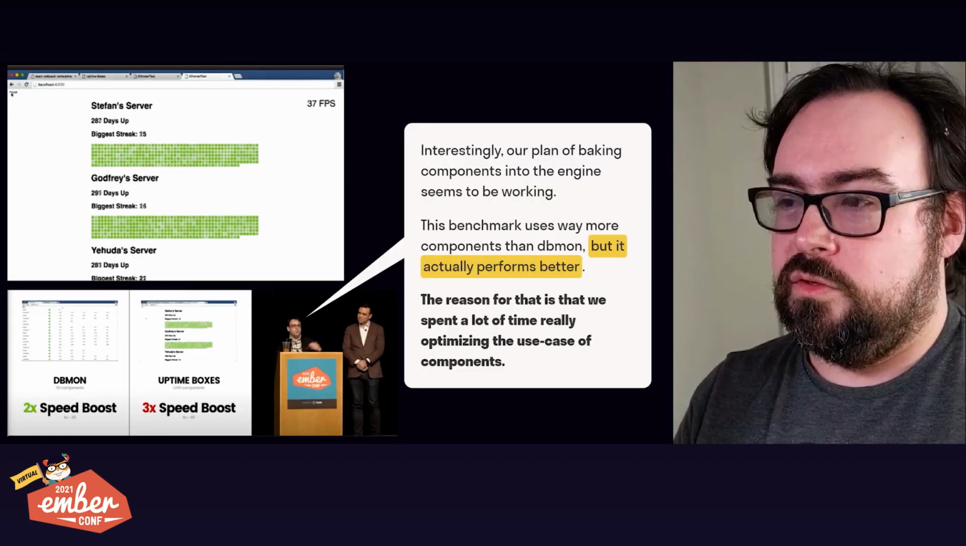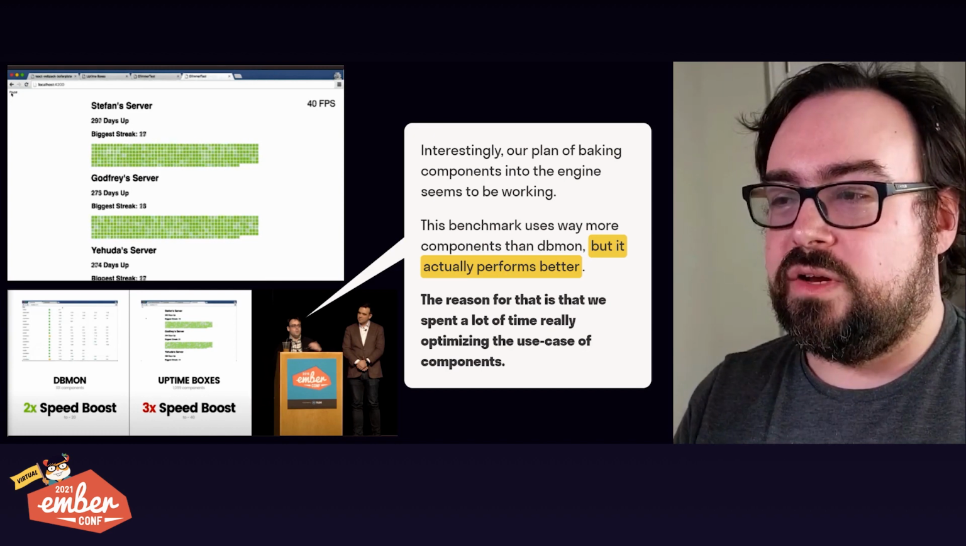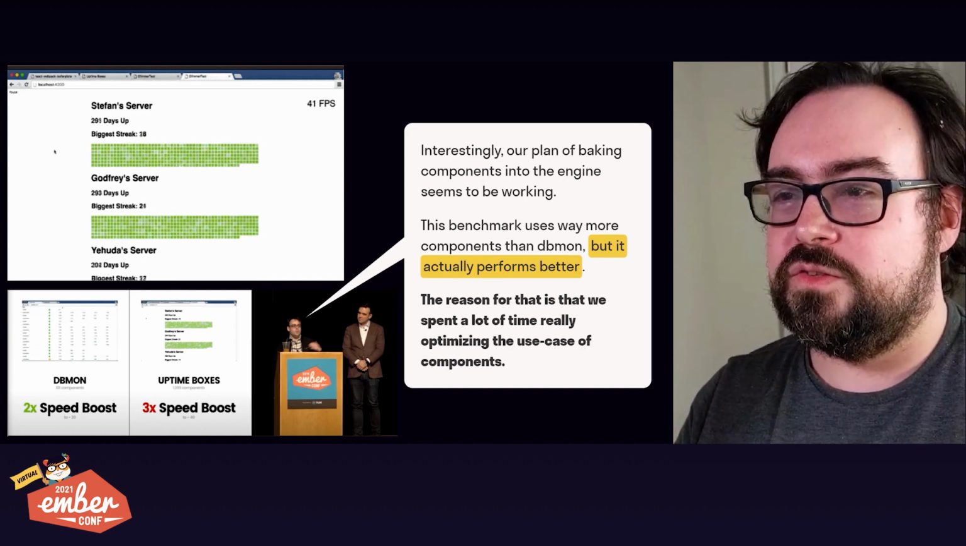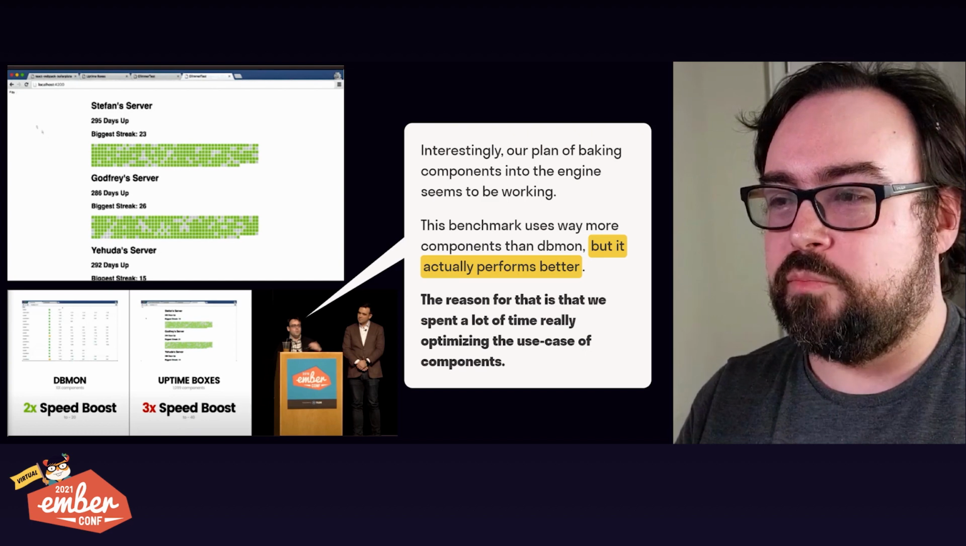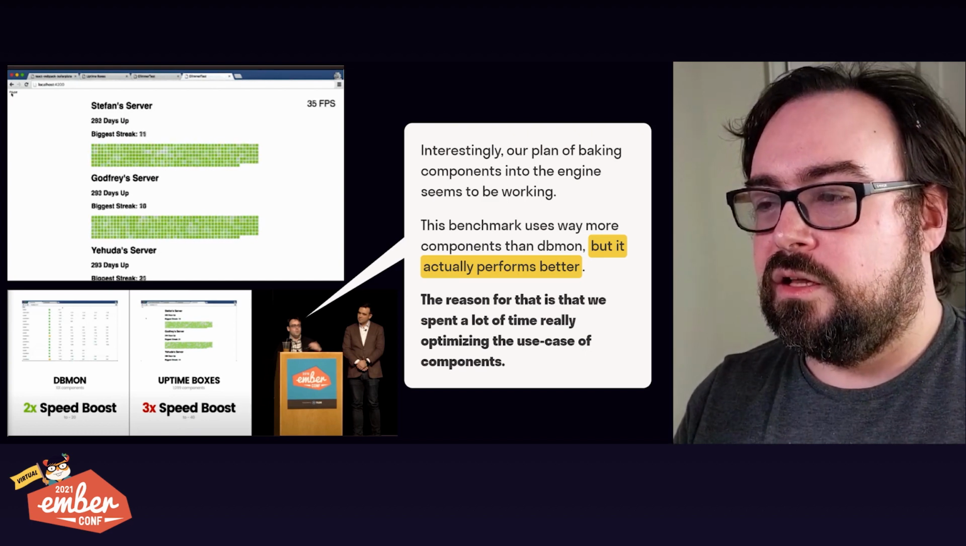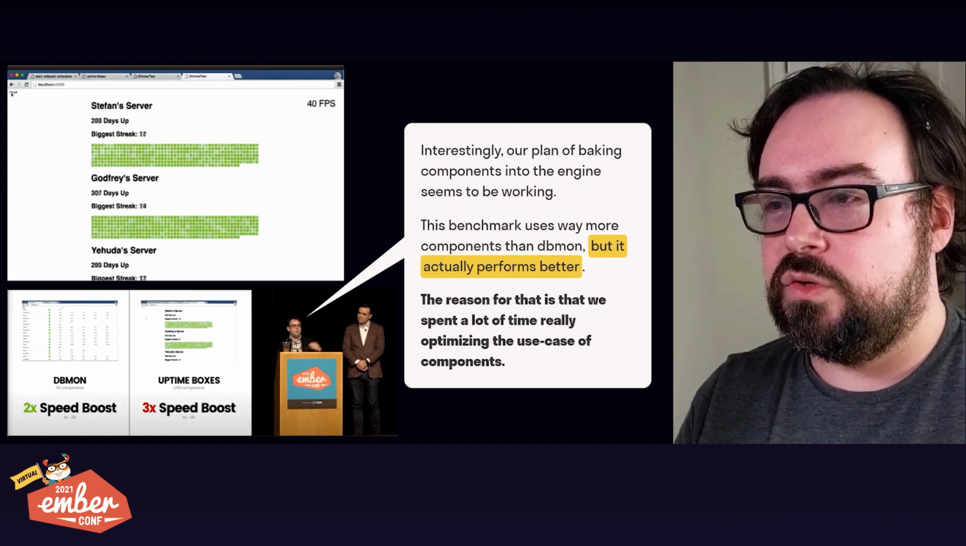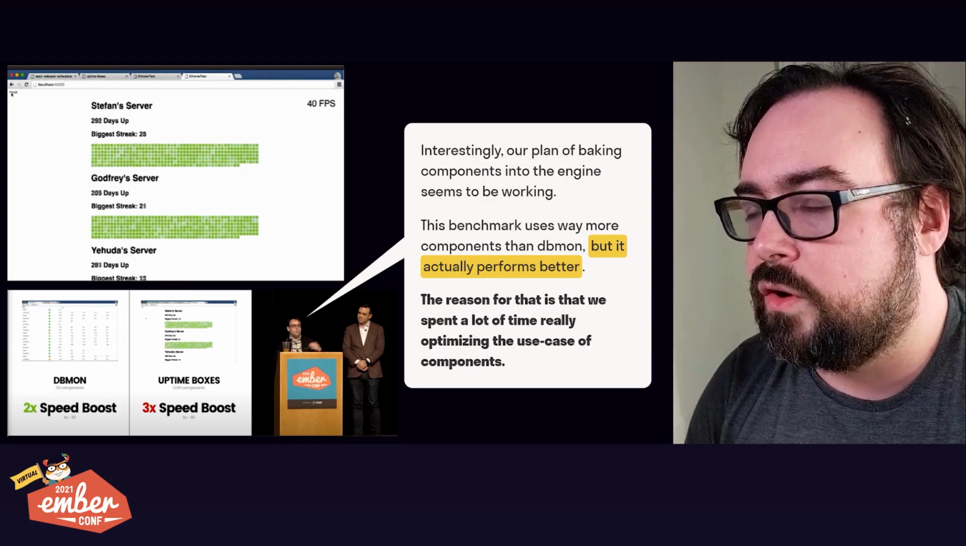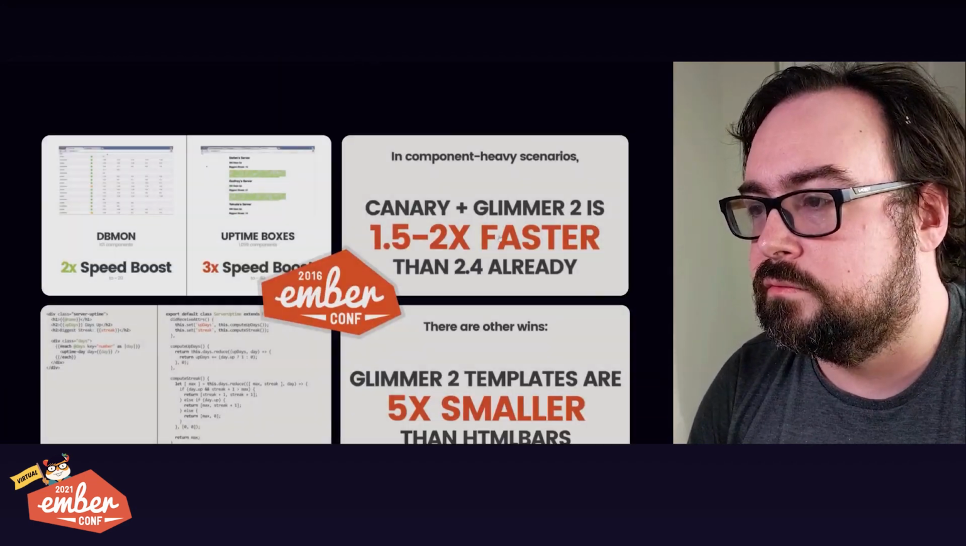We shot for the moon. We made a new benchmark that stress-tested component creation. Every one of those boxes on that benchmark is a separate component. And it worked. Glimmer 1 was much slower than React, but Glimmer 2 was twice as fast as React. So we talked about it at EmberConf.